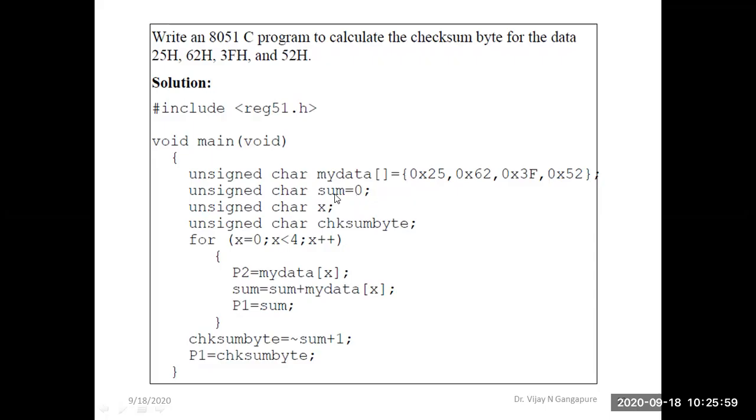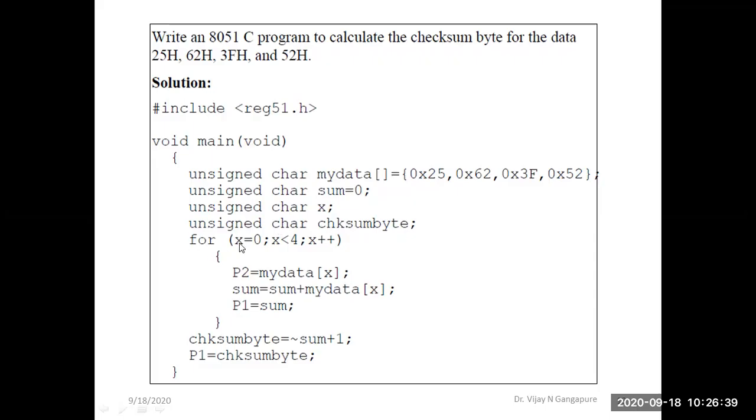So this second statement is also a declaration statement, declaring sum as an unsigned char variable, and the initial value we are assigning is 0. Then I am declaring one more variable, x, of unsigned char type. And to hold the calculated checksum byte I am declaring one more variable with the name chksum_byte, of type unsigned char.